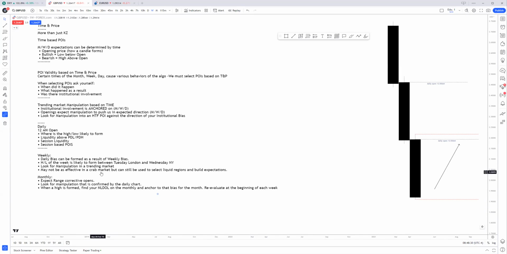May not be as effective in a crab market, but can still be used to select weak liquid regions and build expectations. So if we're ranging kind of like we are now, this isn't the most effective model, but we can still take note of opening prices, highs, lows, closing prices, and expect that these are areas of liquidity. Of course, we never trade this alone, right?